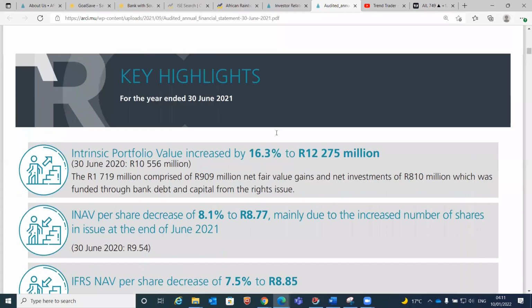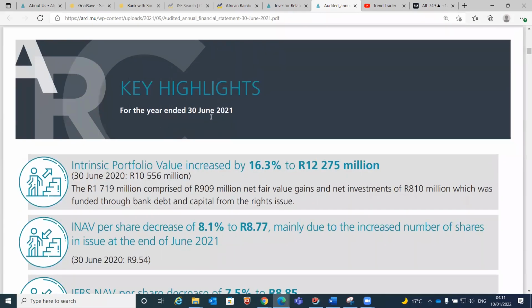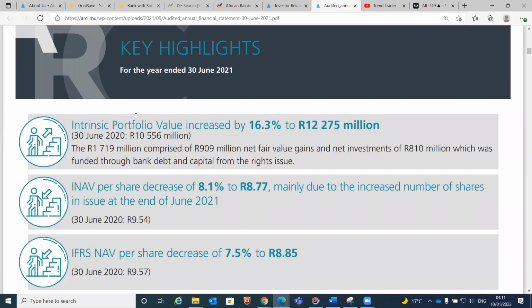These are some of the key highlights for the year ended the 30th of June 2021. We are now in 2022. We will see when they release another set of results, and then maybe we'll make another video looking at those results and see how things have changed. But as it stands, the value, or the intrinsic portfolio value of African Rainbow Capital, increased by 16.3% to about 12.3 billion, which comes from different entities.